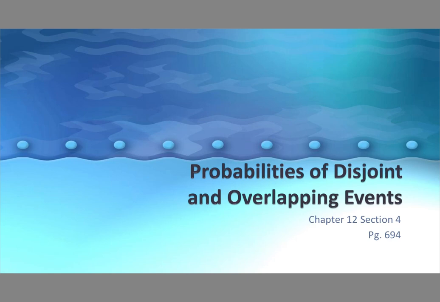All right, 12.4 is probability of disjoint and overlapping events. So it's similar to independent, when it's disjoint and when it's overlapping, except that these are going to be an or statement. You're trying to get this or that, whereas up to this point, we've done and statements. You're trying to get this and that, right?